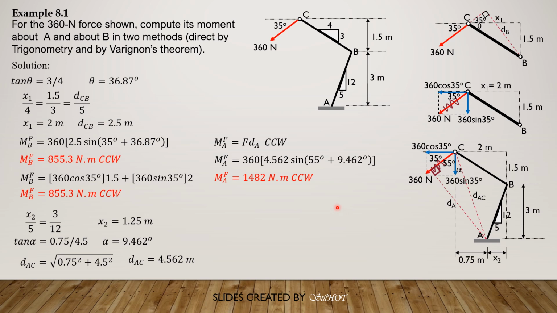Now by Varignon's theorem, these are the components, so both also are counterclockwise about A. So it is 360 cosine of 35 times 4.5 plus 360 sine of 35 times distance 0.75.